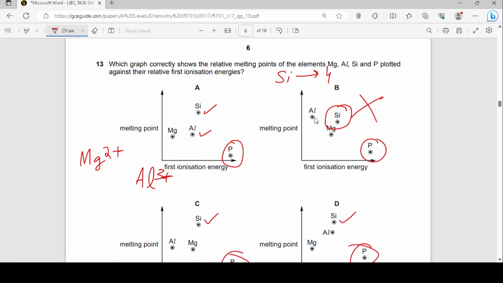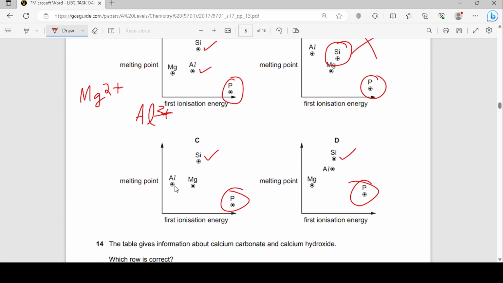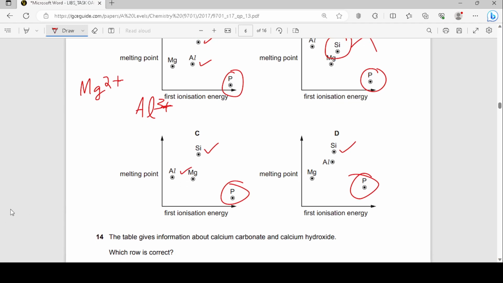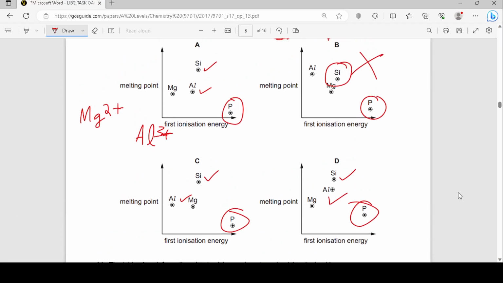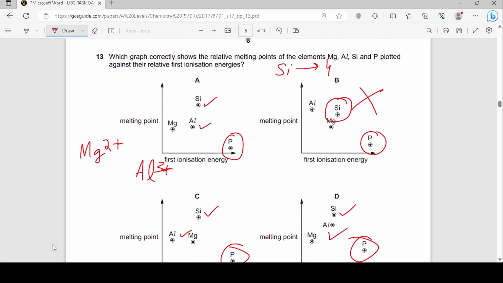And if you look at B, B was wrong because of silicon being lower than aluminium, right? And if you look at C, aluminium seems to be a bit higher than magnesium, so it's right. And even in D, I guess you can't eliminate it outright, maybe this one is a very small difference. I don't know, we'll see, because I'm still not sure.